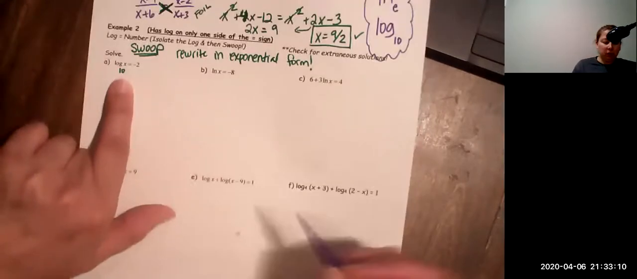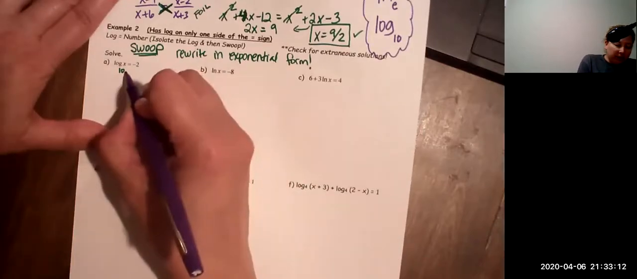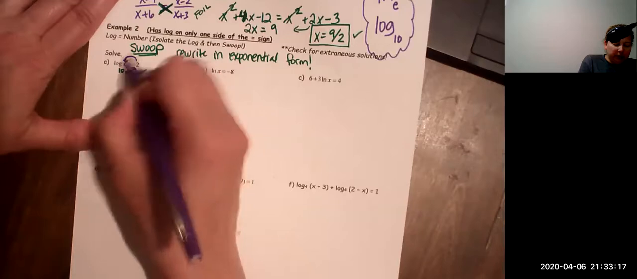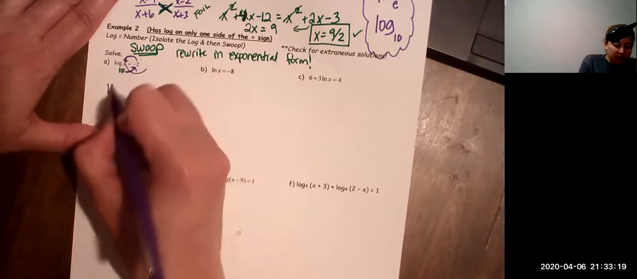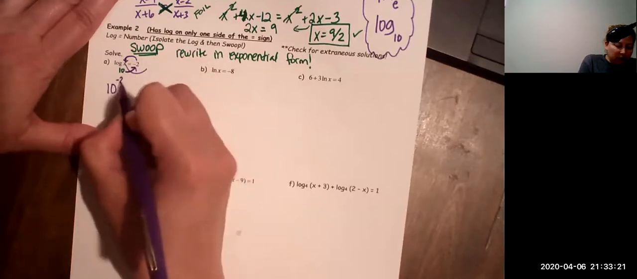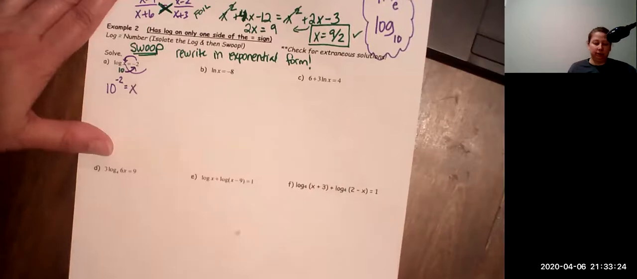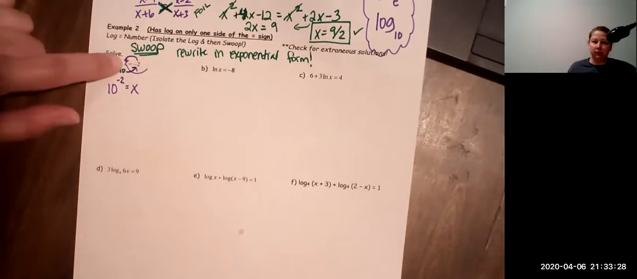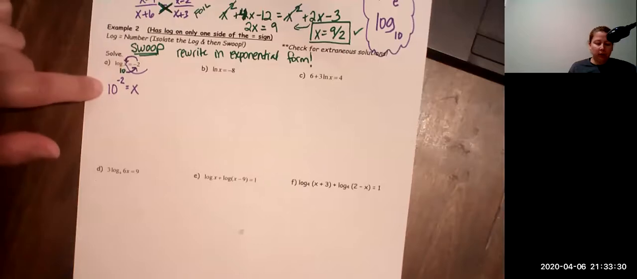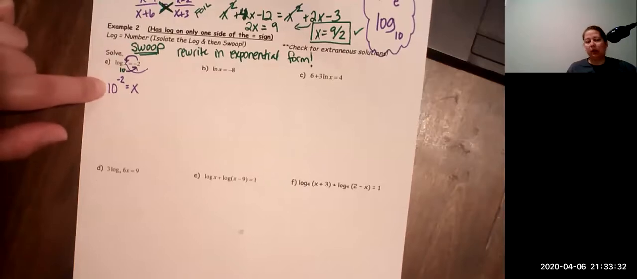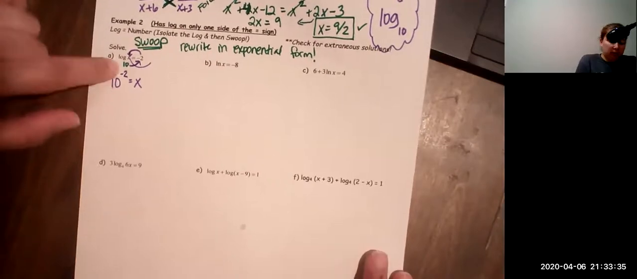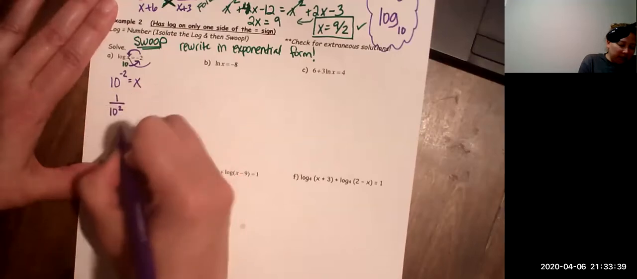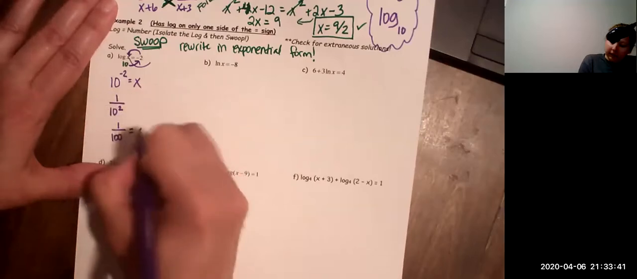And remember, the way that you swoop this is you go from here to here to here. Okay, you turn it into a little e. So rewrite this as 10 to the negative 2 power equals x. Okay, 10 to the negative 2 equals x. Once you get it written like this, you can solve this. We practiced this earlier in this chapter. 10 to the negative 2 is the same thing as 1 over 10 squared, which means 1 over 100 is our answer.